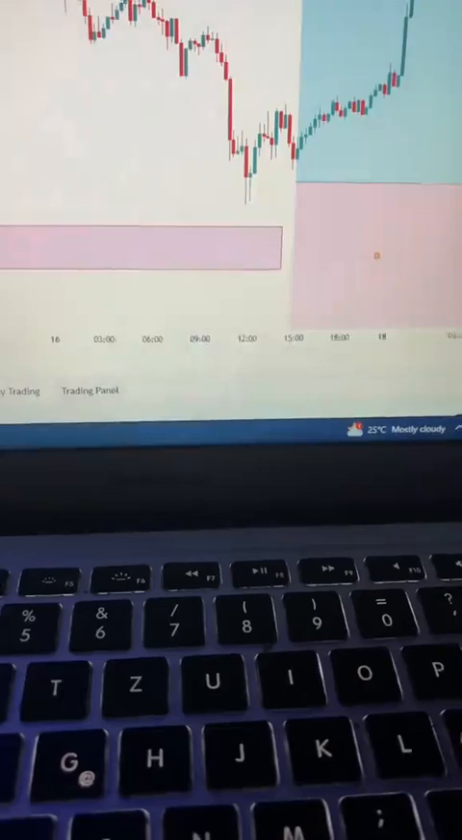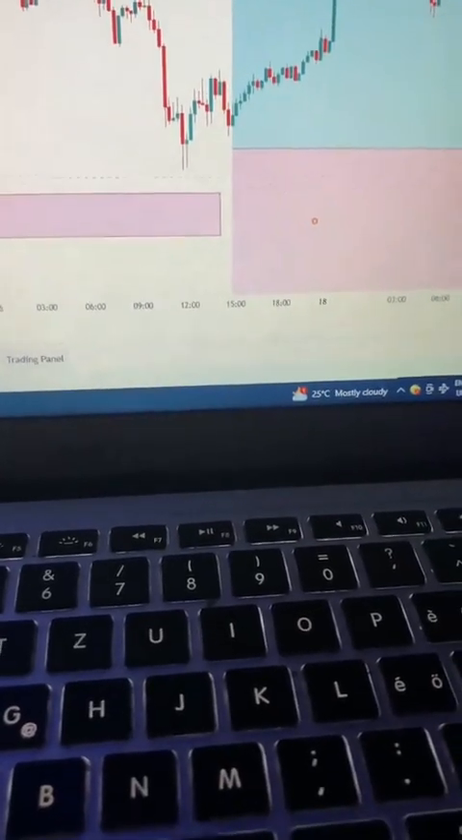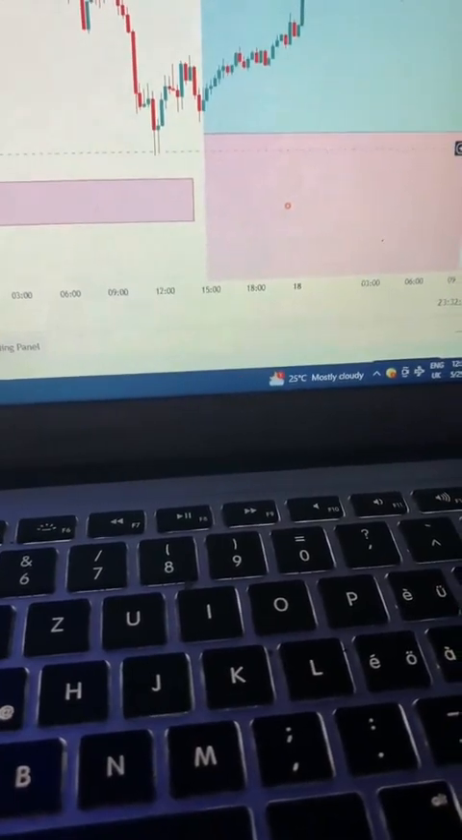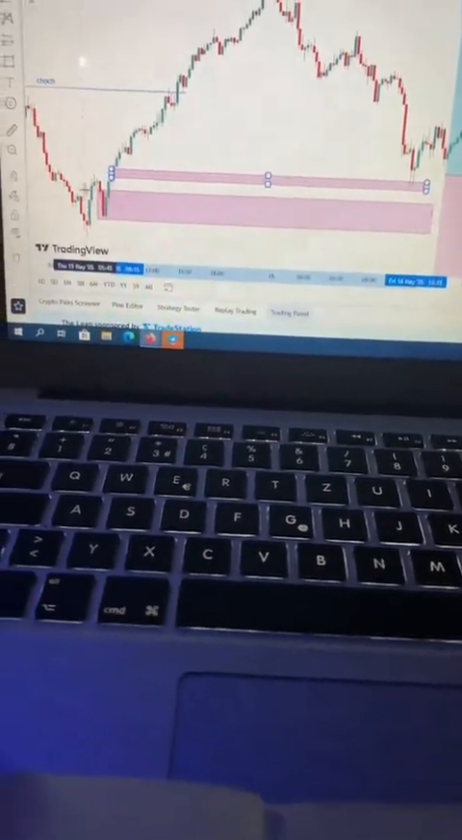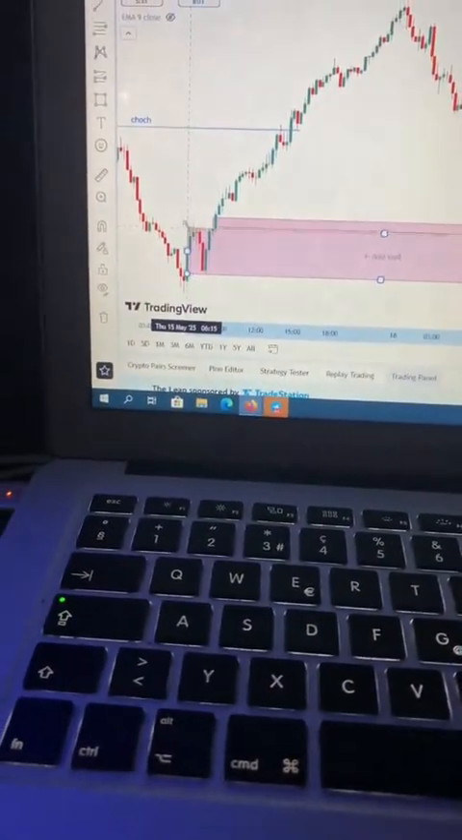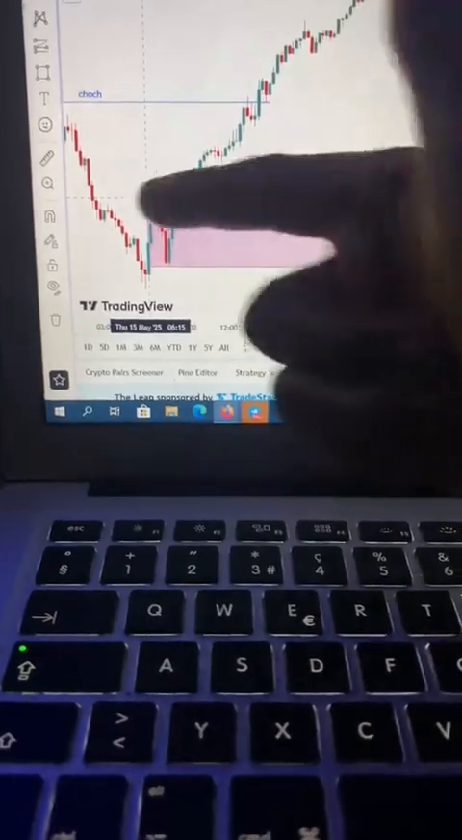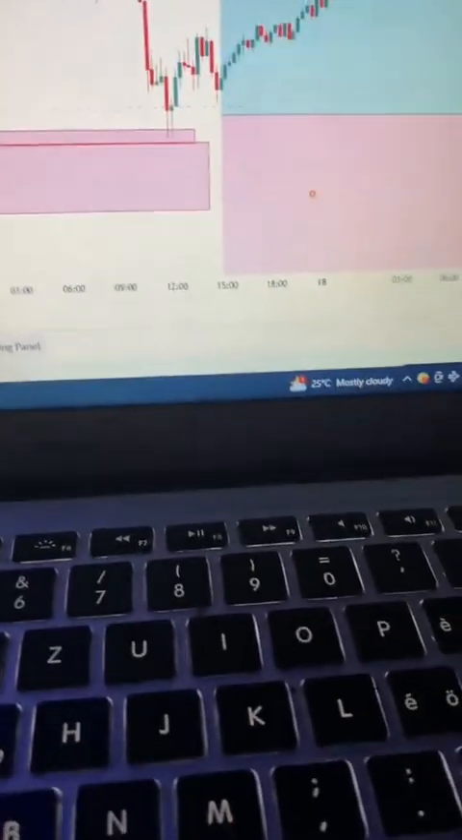And what? This is our... We have a fair value gap somewhere here. It's a fair value gap here. I can mark out this entire zone as my order block. This is like a range marking. Okay, this is our fair value gap.